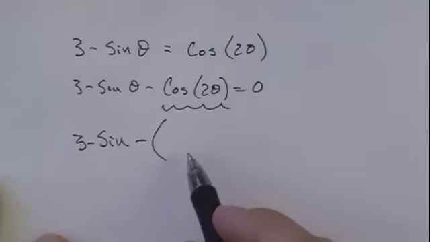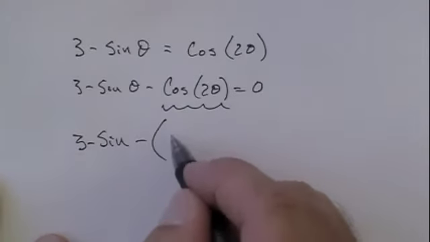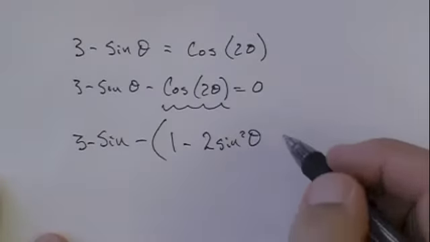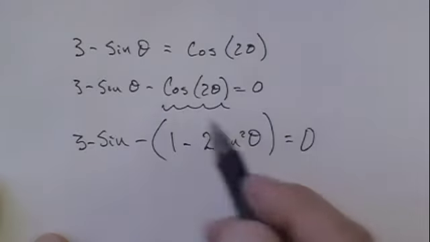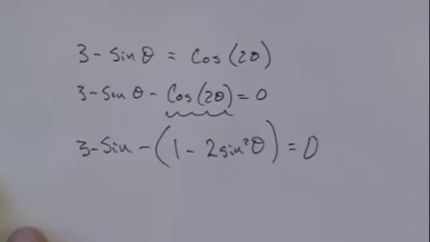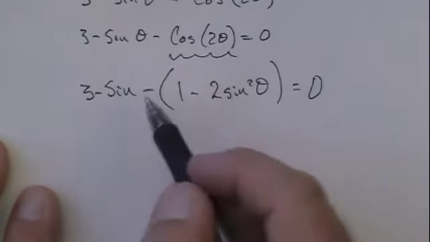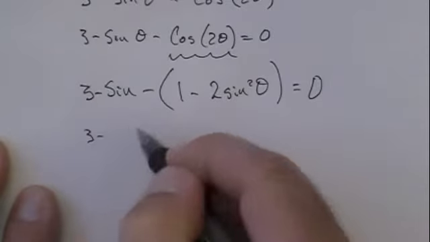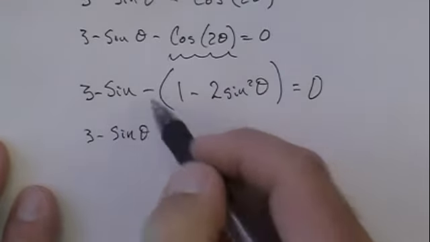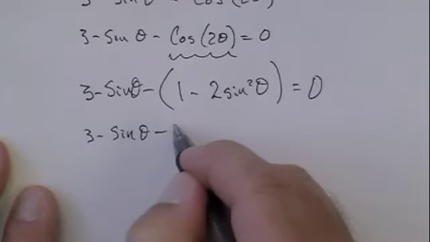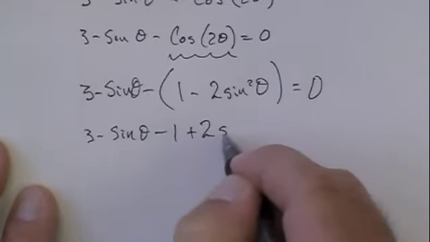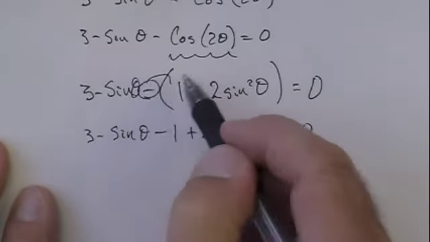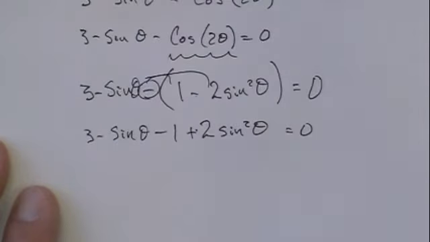So I'm going to rewrite this as minus the quantity of 1 minus 2 sine squared theta that I'm substituting in for the cosine 2 theta. Now, remember, this is basically going to distribute a -1 to each of these. So as we rewrite that, 3 minus sine of theta, I dropped the theta there, minus 1 plus 2 sine squared theta equals 0. Remember, this is basically a -1 going to both of these. That's why I changed the sign right there.